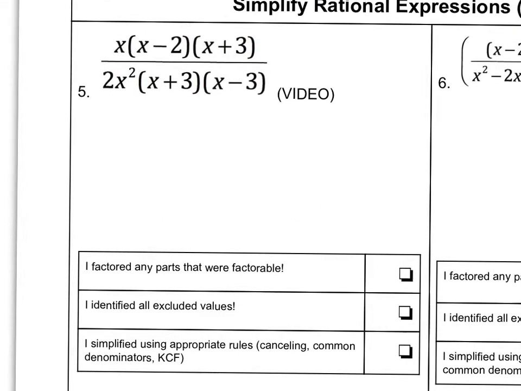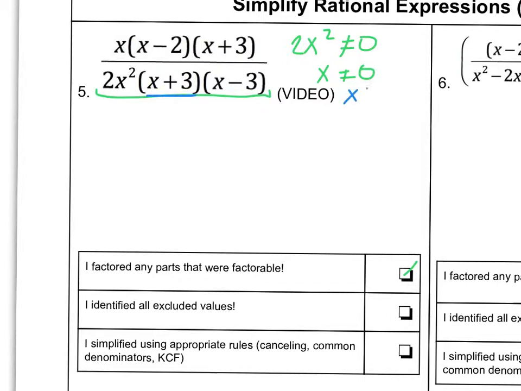For the first of our video ones, number 5, we are already factored, so I'm going to check that off. I need to identify some excluded values. We know that's based on anything that's in the denominator, so that means that 2x squared cannot equal 0, which tells us that x cannot equal 0.